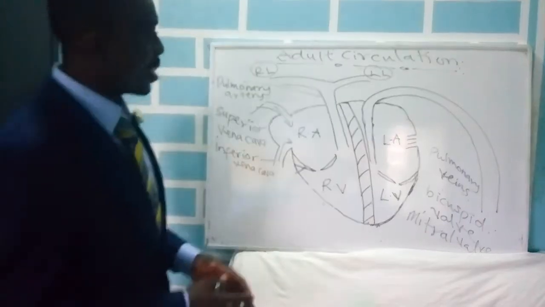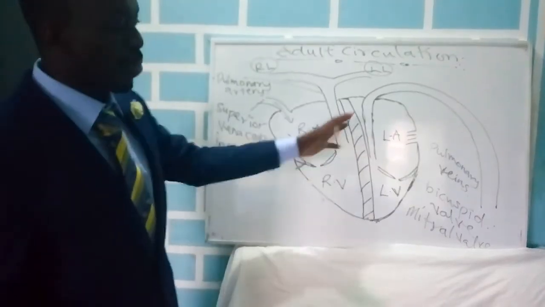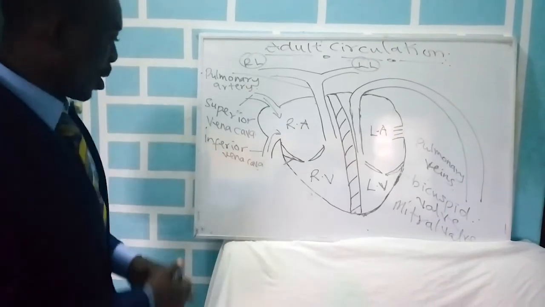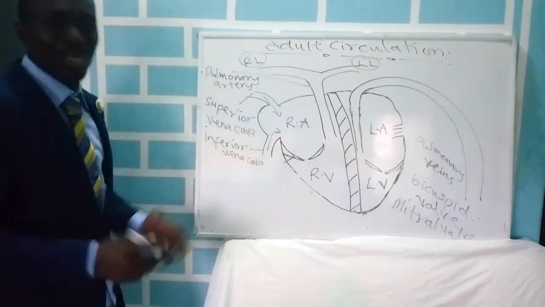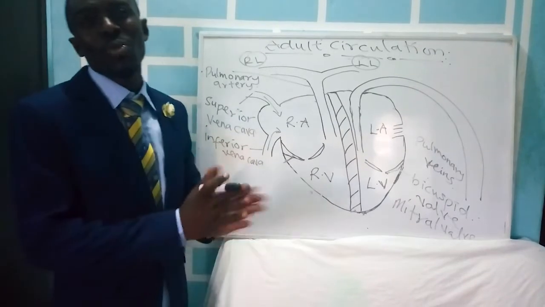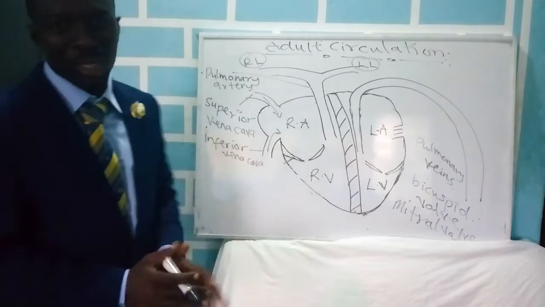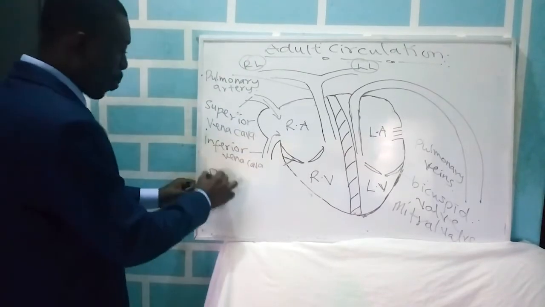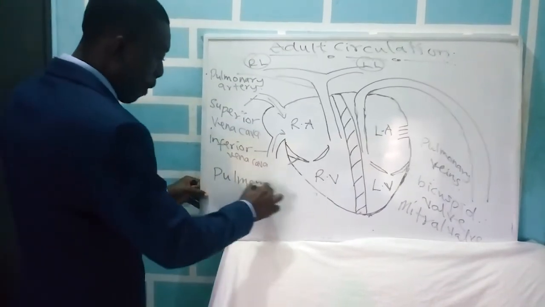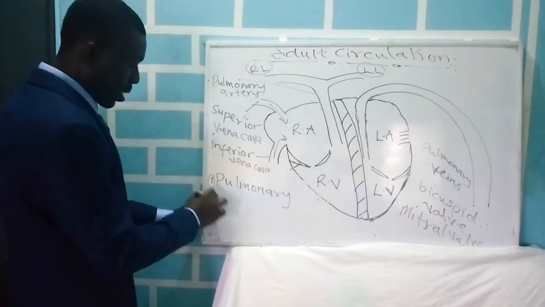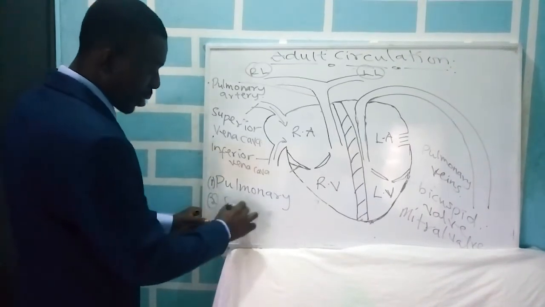In our previous lesson, we looked at the structures that form the heart in order to understand the circulation. So basically, the circulation is made up of what? Two types of circulation that combine to give us our circulation. So we have what? Pulmonary circulation, which is the first one, and the second one is what? Systemic circulation.